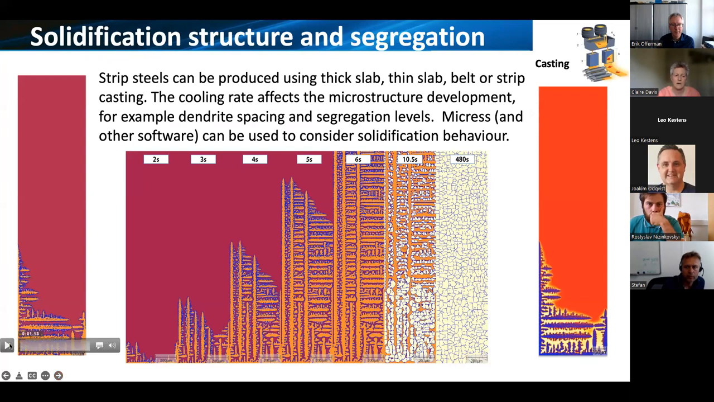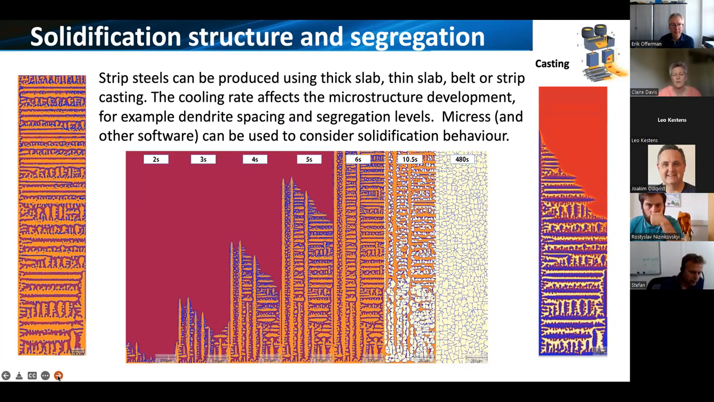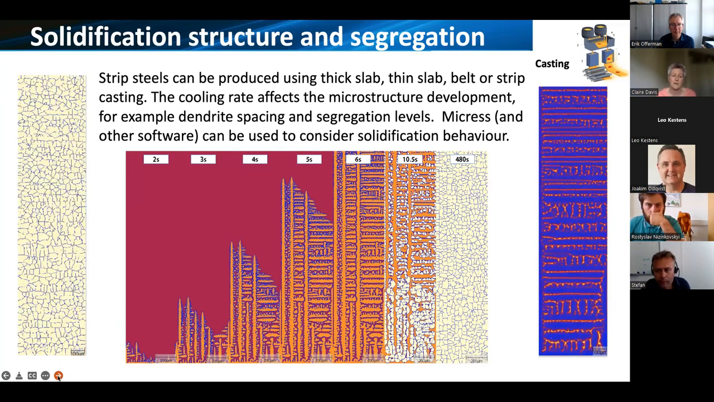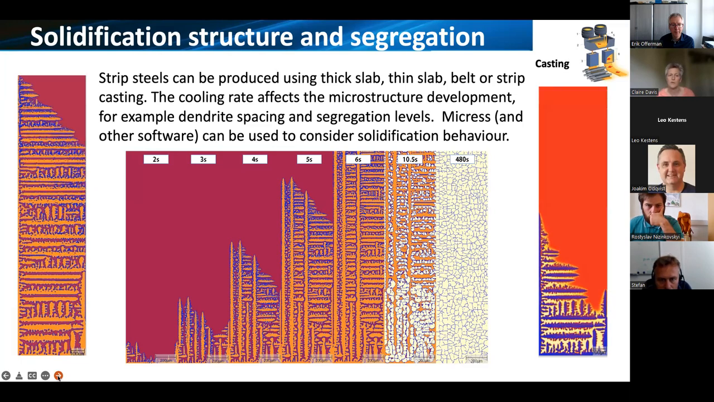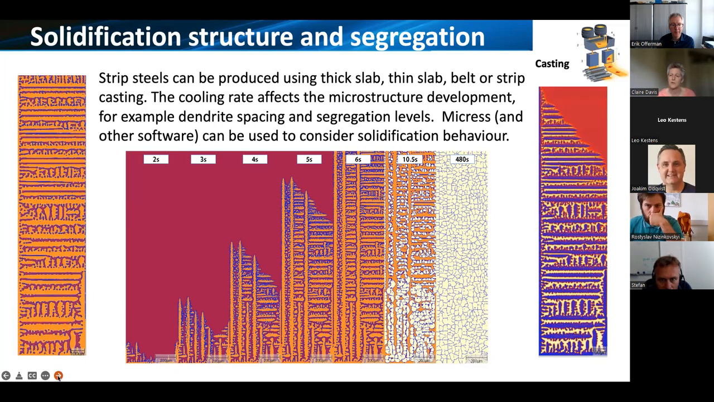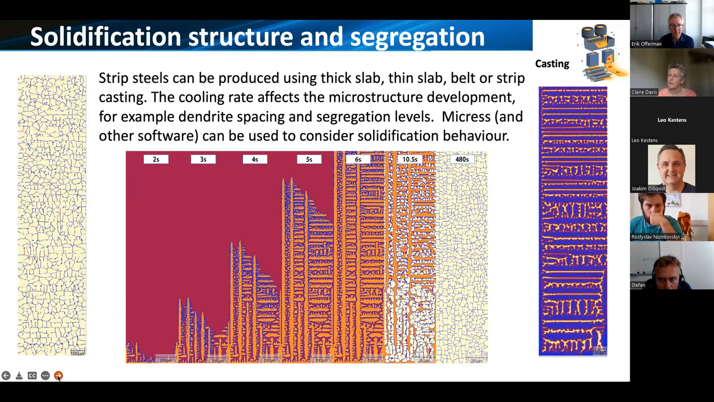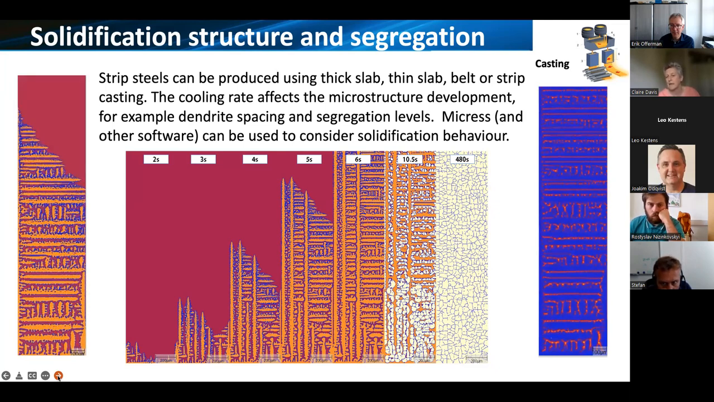So let's start back at the casting point to understand the microstructures that develop. So here we've got some MICRESS simulations going. On the far left-hand side, the little video there is showing the microstructure from the initial solidification of dendrites and then transformation to an austenitic structure. On the far right-hand side, it's the same microstructure, but now rather than showing the dendrites, etc., we're showing compositional variability, here looking at manganese.